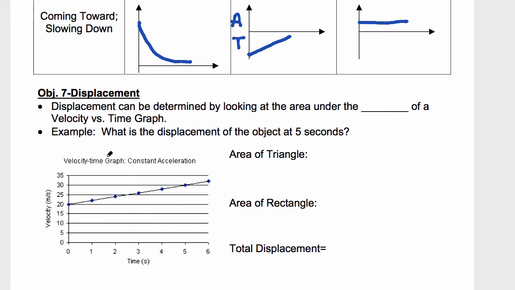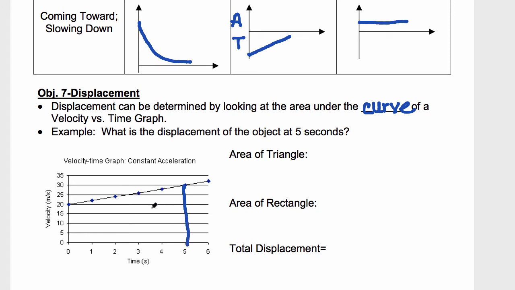One more thing I want to point out about graphs in Objective 7 is displacement can be determined by looking at the area underneath the curve of a velocity versus time graph. So looking at this graph, we have a velocity versus time graph, and I want to know the displacement at 5 seconds. All right, well right there's 5 seconds. And if I look at the area underneath this curve, I can get the displacement. I can figure out how far it traveled from the original position.